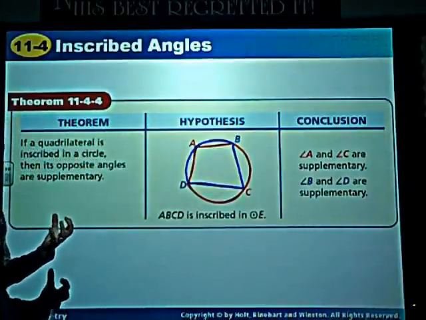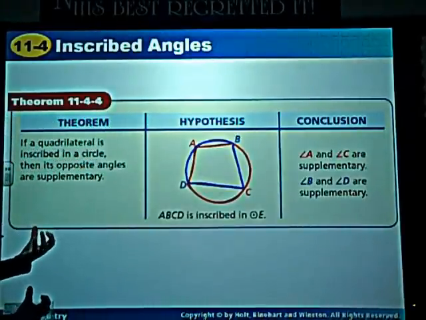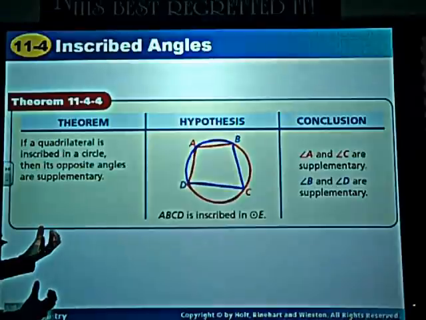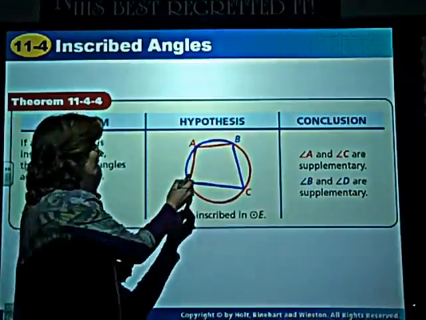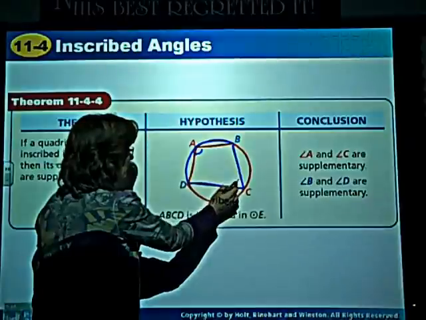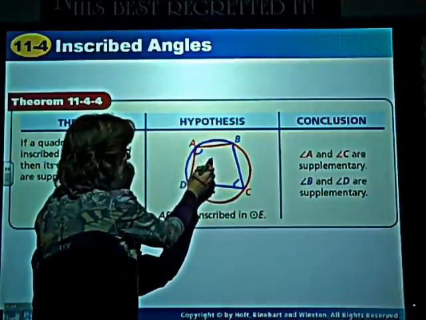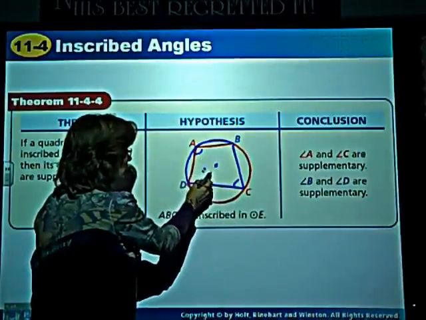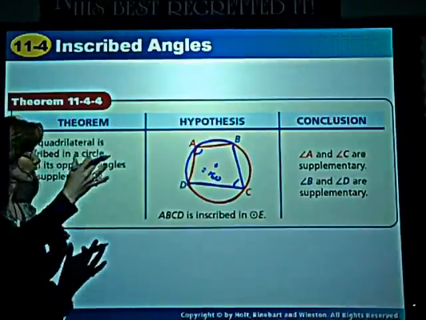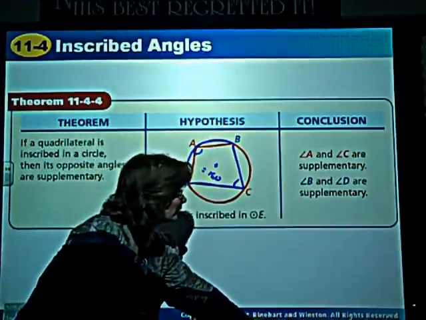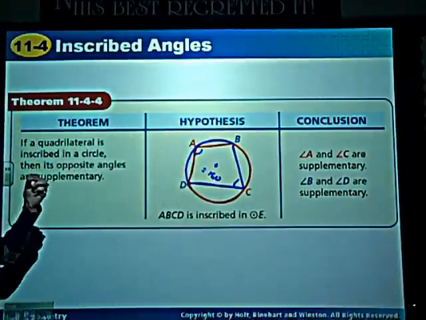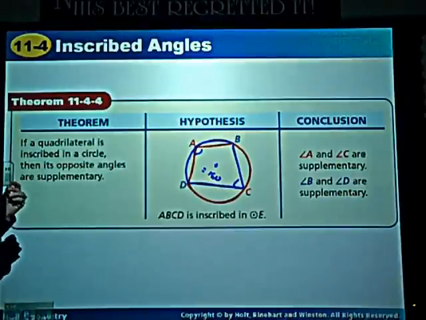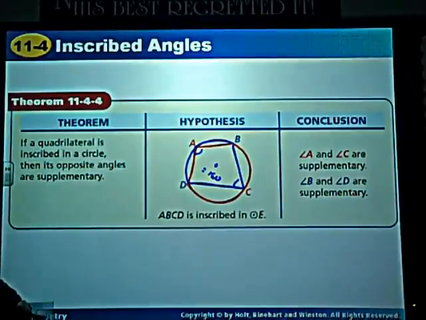Can you see how we just used the entire circle? And the circle is 360 degrees. So half of 360 is 180. So this angle plus this angle have to equal 180 degrees. And you could do the same thing going the other way. So that means the opposite angles of a quadrilateral, if they're inscribed in a circle, will always be supplementary.